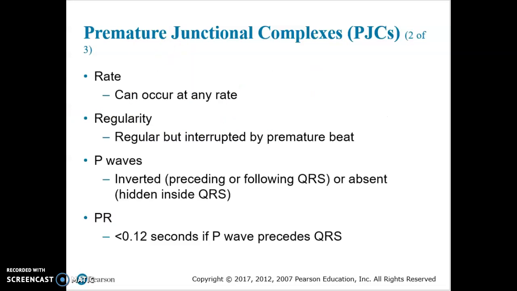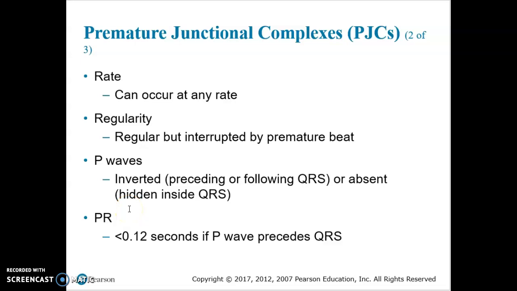So looking at our criteria, this can happen at any rate. It's regular, but it's interrupted by a premature beat. And the P wave is inverted. It can precede or it can follow the QRS, or it can be absent, which means it's hidden inside of the QRS. And this is going to depend on where it actually came from in that AV node that we talked about in the previous video. But it can be inverted, it can precede, or it can follow the QRS, or it can be absent, which means that it's hidden inside.